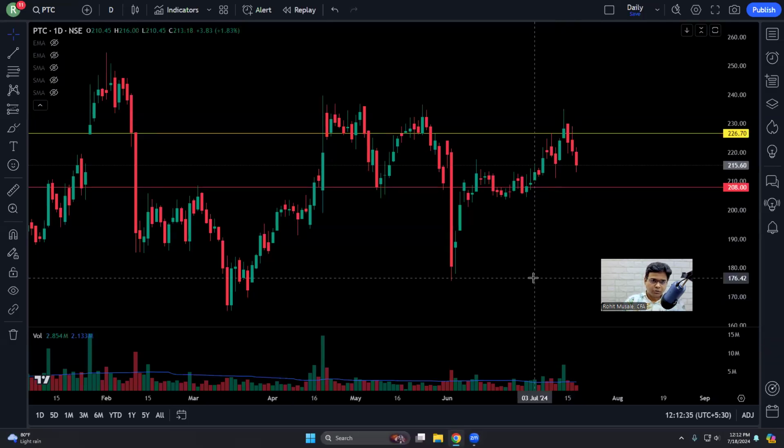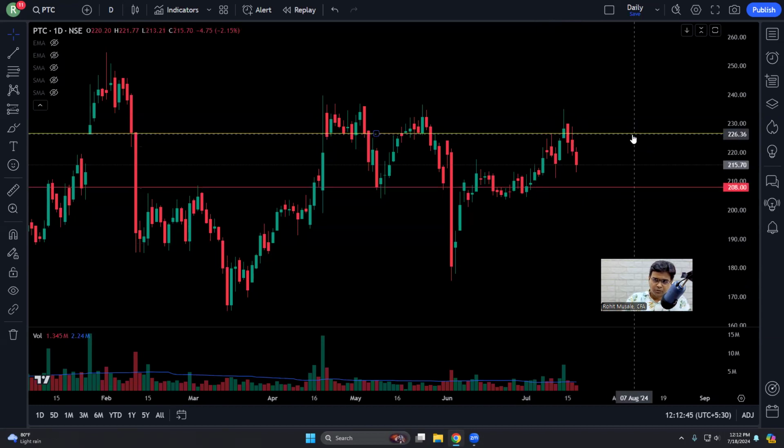Okay, on this stock, I lost 1.15%. First, let me explain where I bought the stock and where I exited. So I bought the stock on the yellow line. The red line is my stop loss, which is at 8%. And I sold on this day. I bought here on 12th of July and I sold on 15th of July.